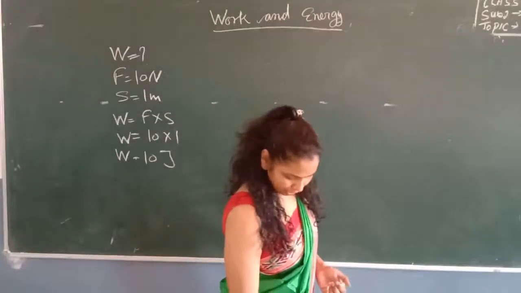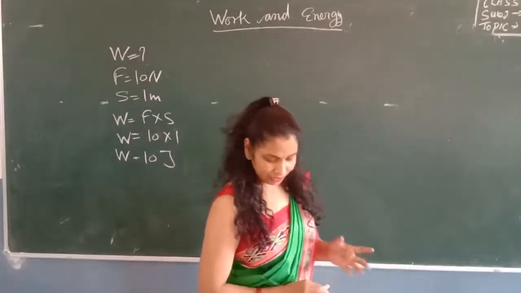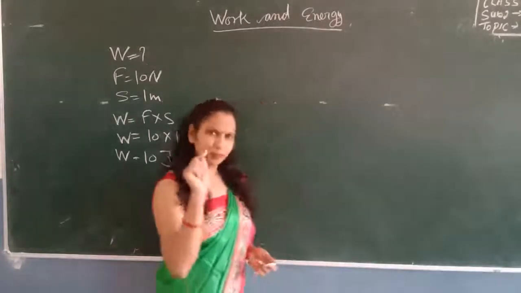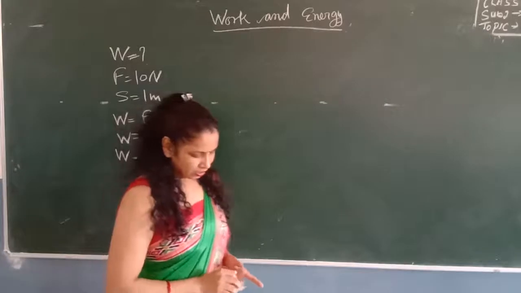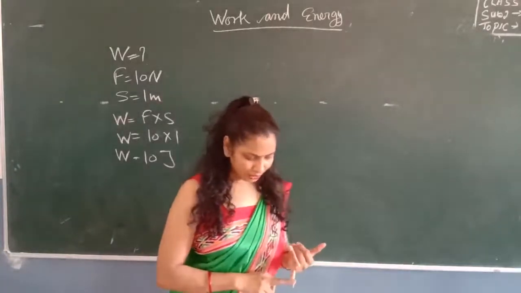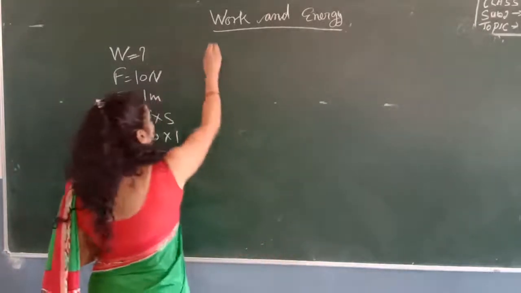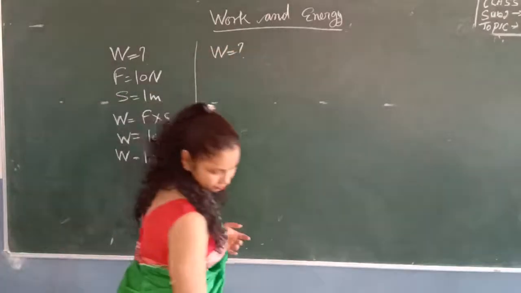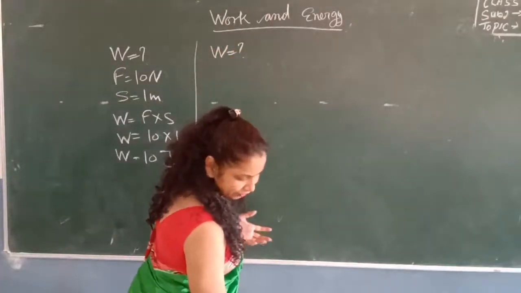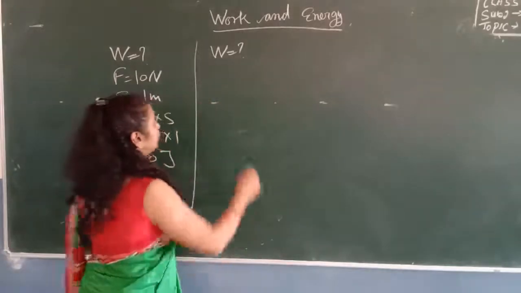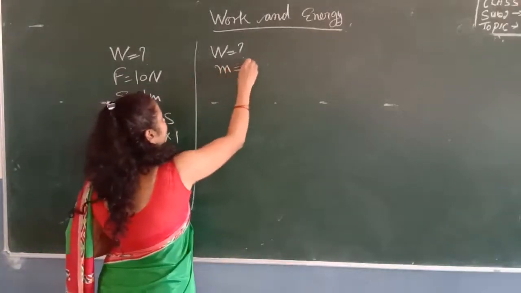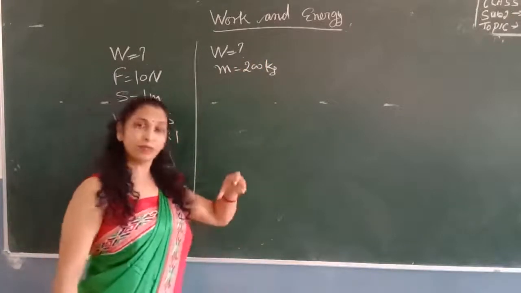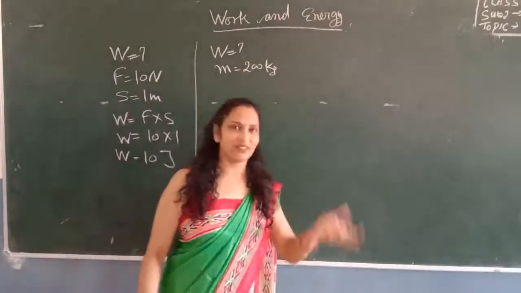Now, one more question. Calculate the work done in lifting 200 kg of water. You can write the question by pausing this video. Calculate the work done. So, what do you have to find? Work done. In lifting 200 kg of water. Now, the mass of the water is given, it is 200 kg. Lifting means you are doing work against gravity.